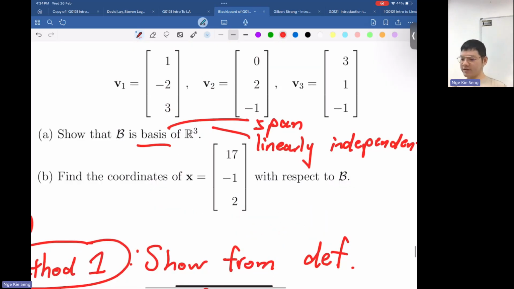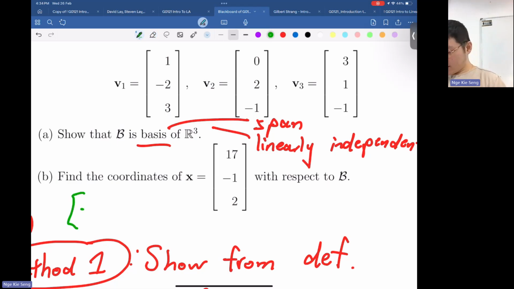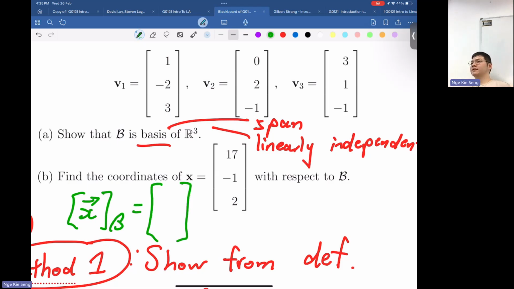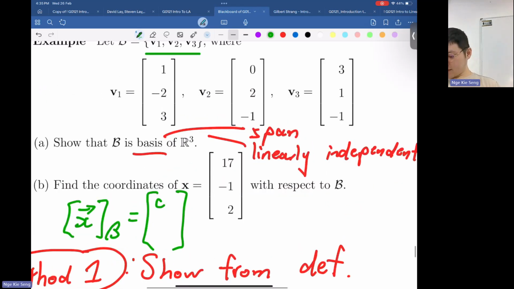How about the next question? Find the coordinate of x, (1, 7, -1, 2), with respect to B. So what does this mean? Maybe I ask you first, see if you know. I want to find the bracket x in terms of beta. So this is a vector. How many numbers are inside this vector? 3, right? Because inside this B there are 3 things. The n is 3.